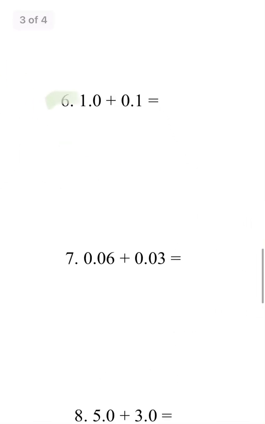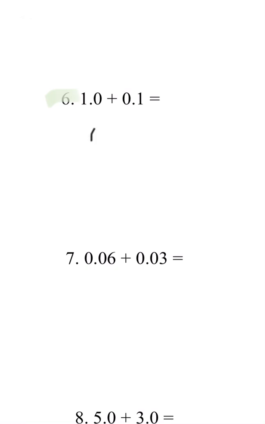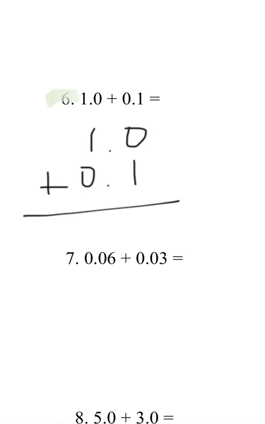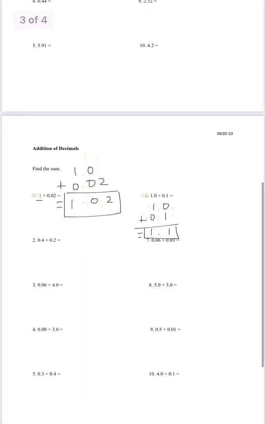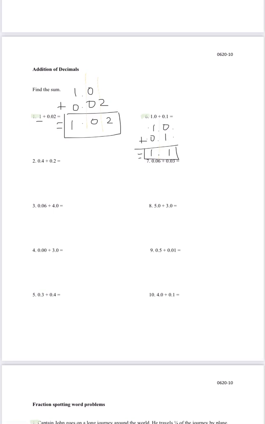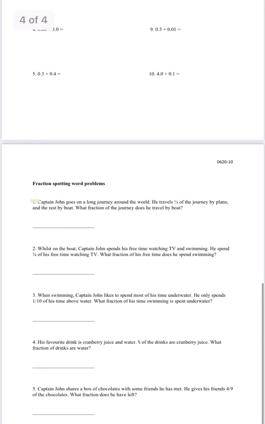Okay? So number 6, again, let's align it. 1.0 plus 0.1, right? It's perfectly aligned. 0 plus 1, 1. 1 plus 0, 1. Don't forget the decimal. And our answer is 1.1. Hopefully this isn't hard. So give the rest of the questions a try, and then let's move on to our last page, which is fraction word problems.